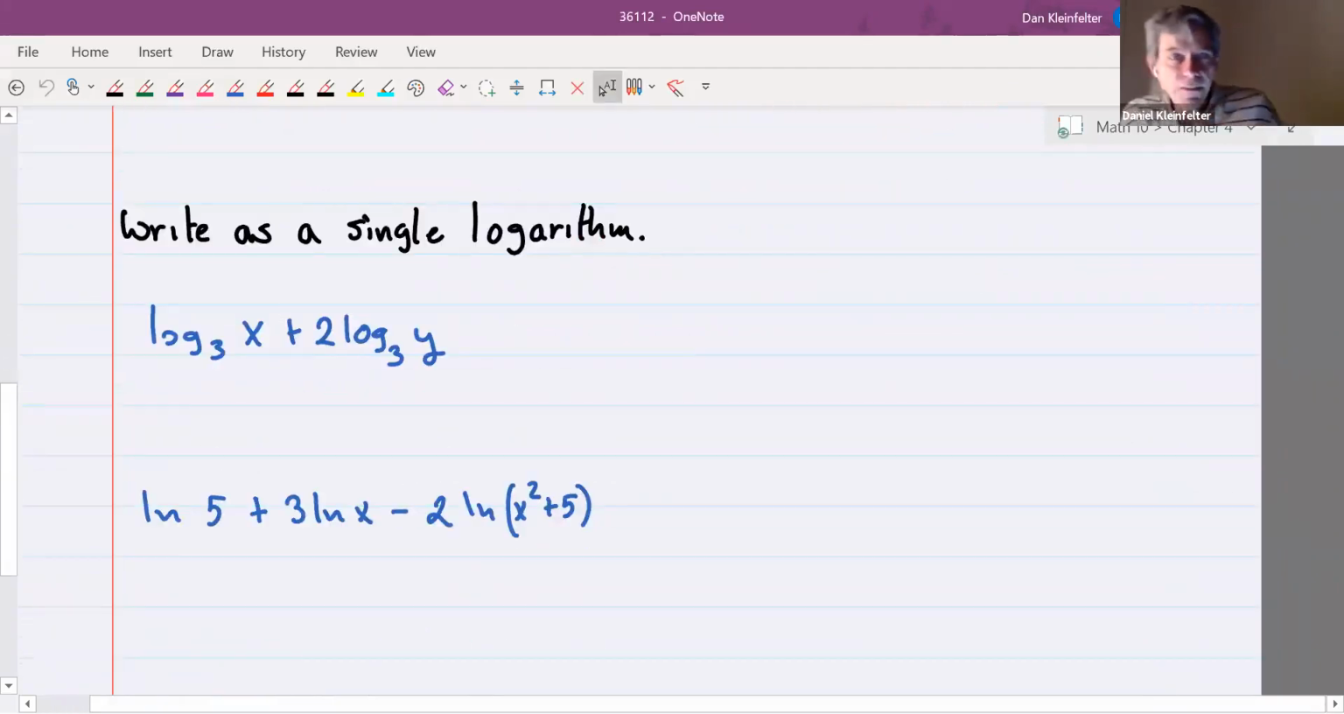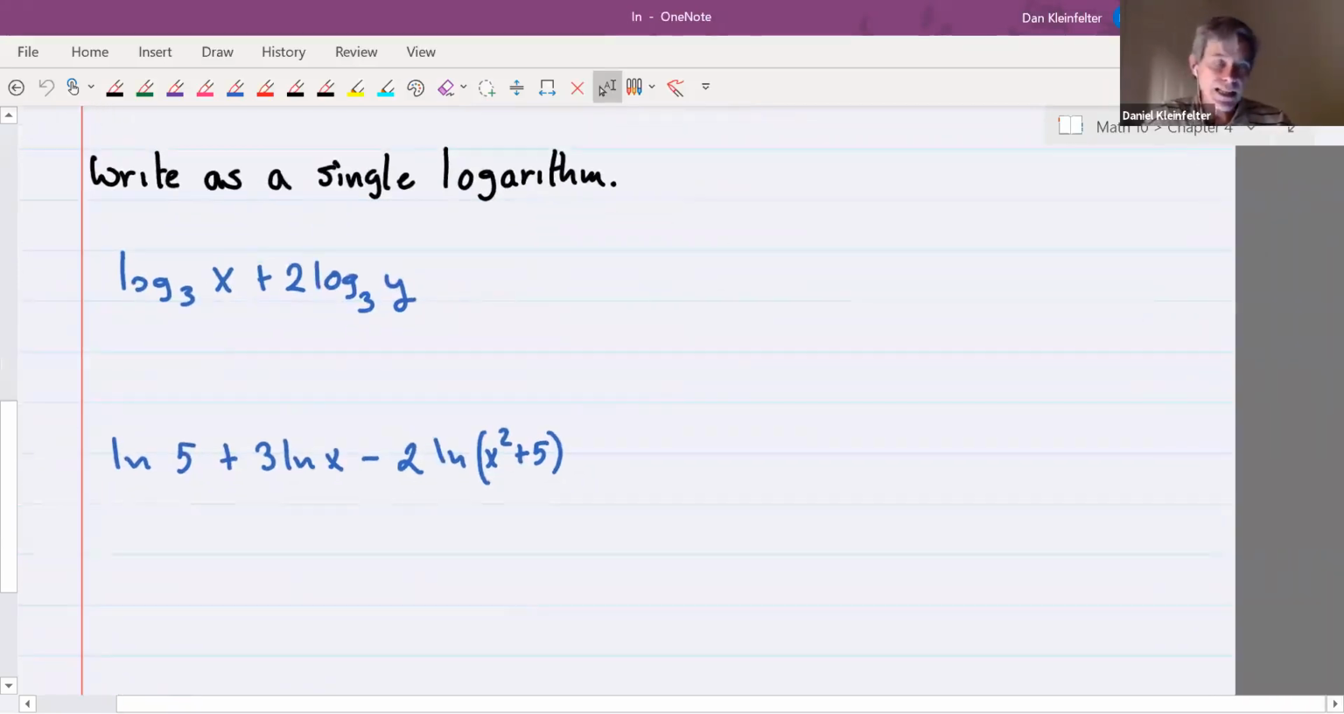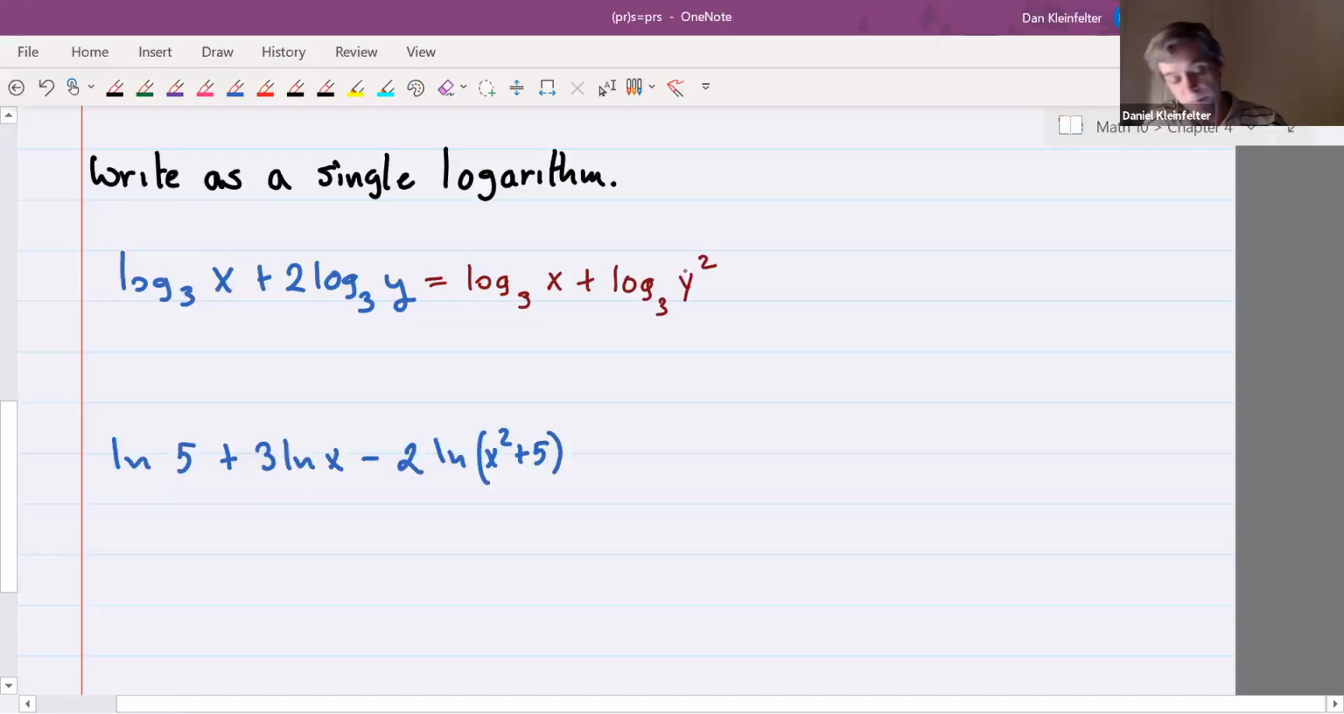Okay, so a couple more examples. In these next examples, we'll be using just any of the three properties as we see fit. So the directions here are to write as a single logarithm. So here we have a sum of two logs, but I can't just use the sum rule for this because of the coefficient of 2. So the first thing I'll need to do is use the power rule to bring that 2 inside as an exponent. So we'll have log base 3 of x plus log base 3 of y squared.